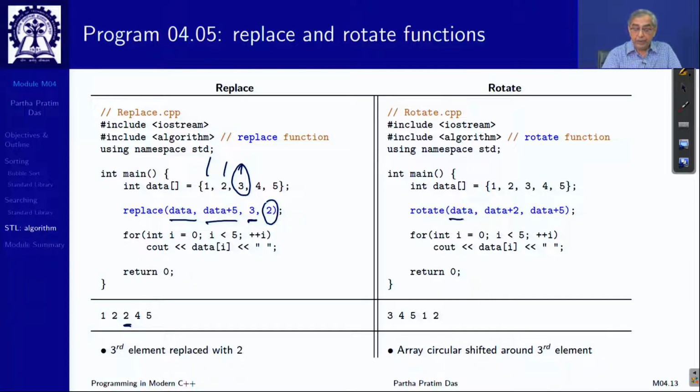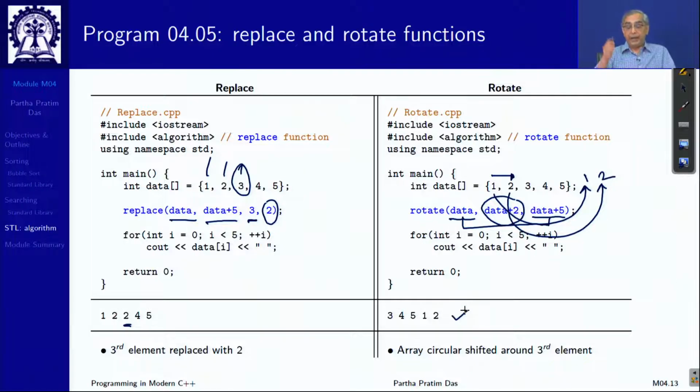You can also rotate by giving the range. The basic convention is a little different. This is where you give the range from the first and the third, and in the middle you say the point up to which you rotate. So, this says that you rotate up to 2. So, if you rotate once, then 1 comes here, if you rotate twice, then 2 comes here, and therefore, it becomes 3, 4, 5, 1, 2. Okay. And data+2 is what becomes the beginning after the rotation.